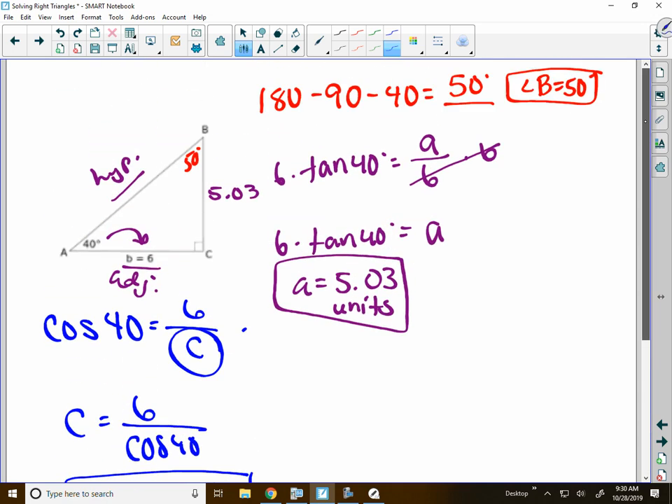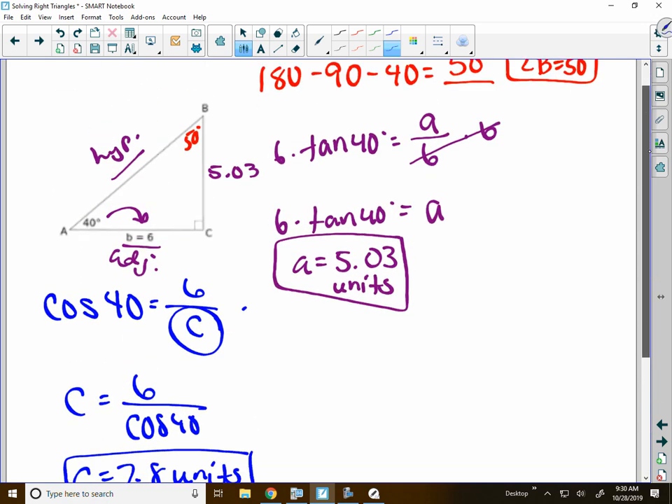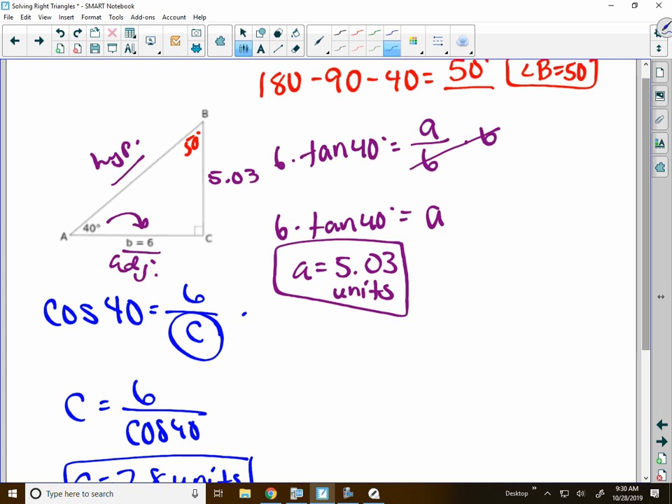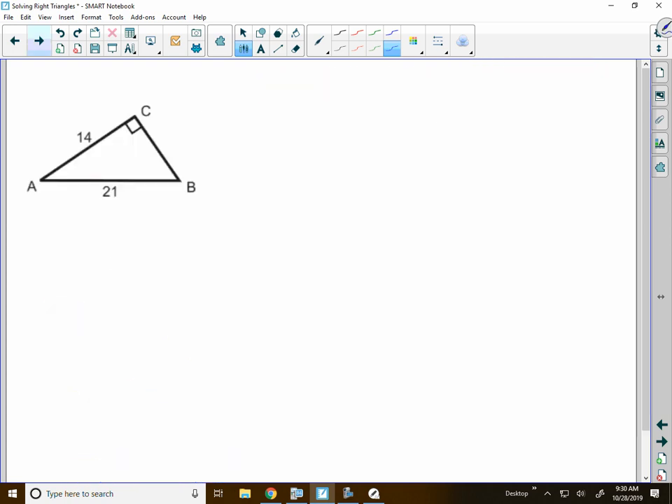Okay, so we have now solved for each side. Hypotenuse was 7.8. These are long. They just take a little bit of time. They're not hard. I think they're tedious, but you'll get used to what you're doing. All right, next one. What do we have?